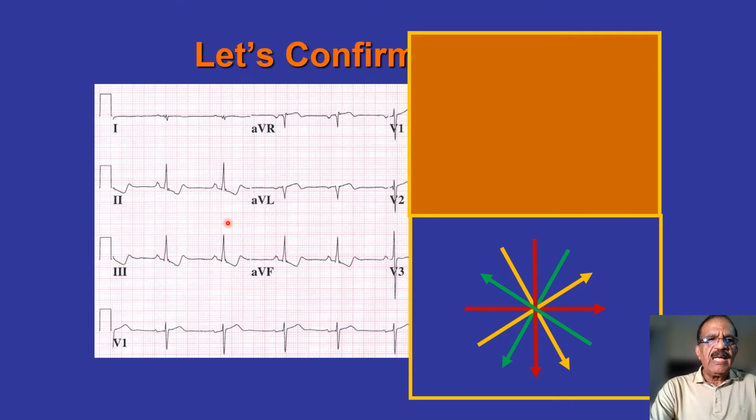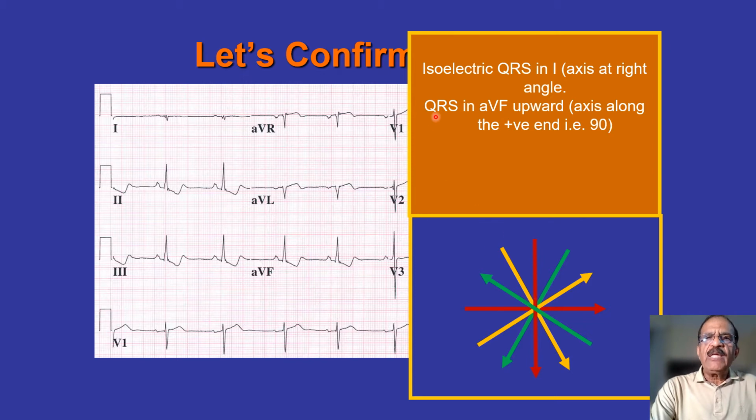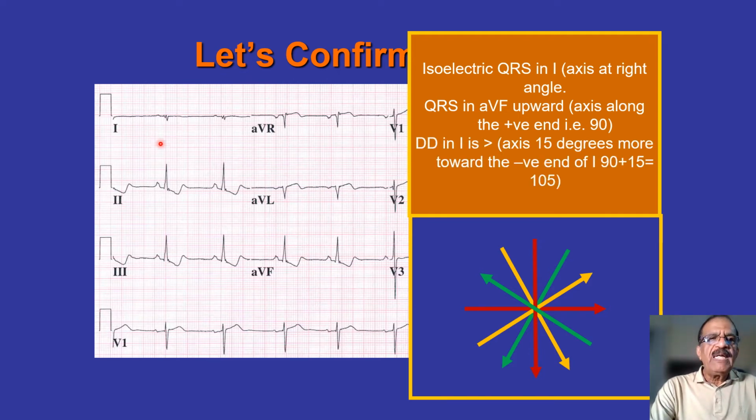So these are things, let's do it. Isoelectric QRS in 1. So the inference is that axis is at right angle to lead 1, which is along AVF. And then QRS in AVF is predominantly upward, entirely upward. So the axes are toward the positive terminal of AVF, that is here, plus 90. And then we go to limb lead 1 again and see which deflection is bigger, and this downward deflection is bigger, and the negative electrode of lead 1 is here, so you will turn this toward this. You will add 15 to 90, and that will make 105.